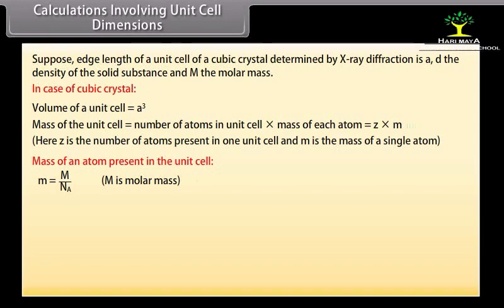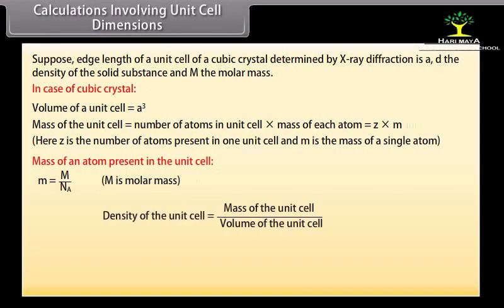M is the molar mass. Density of the unit cell is equal to the mass of the unit cell upon the volume of the unit cell, which is equal to Z times m upon a cubed, which is equal to Z times M upon a cubed N_A. Or d is equal to Z M upon a cubed N_A.